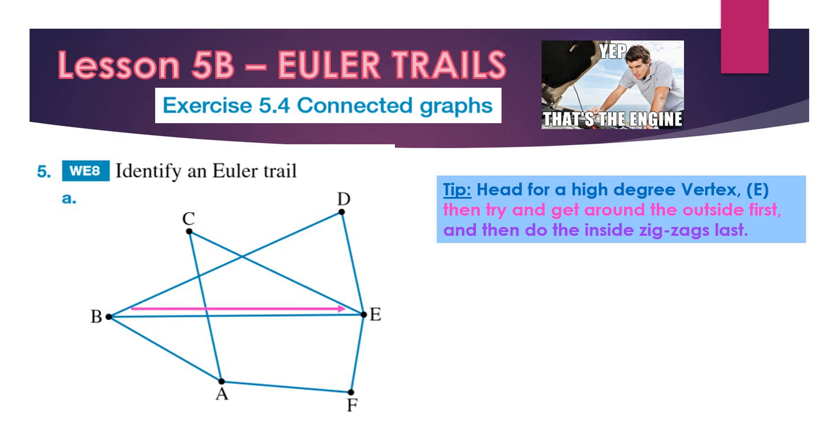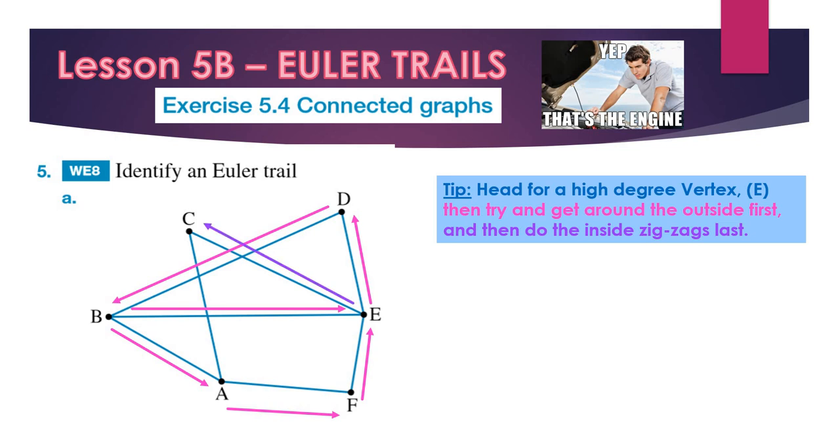Okay, so we're going to start at B and go straight across to E, and then we're going to go up to D. So we headed from B, where we were starting, straight across to the high degree one, E, that had 4 lines coming out of it. Then we're trying to get round the outside, so we go B to D, then D over to B, then we go round to A, then we go to F, and then we go up to E. And we've nearly done all of the edges, okay? We just now do the zigzag ones in the middle last.